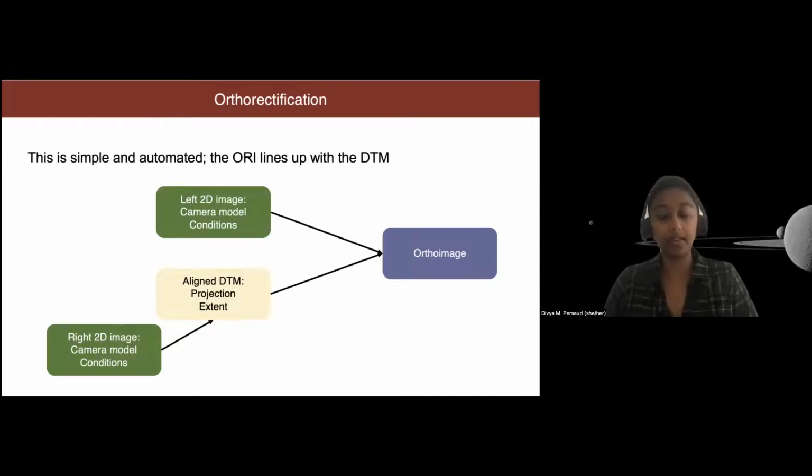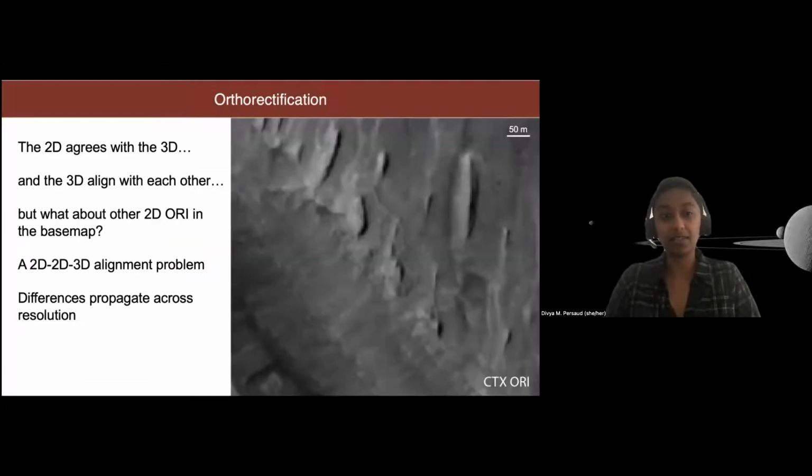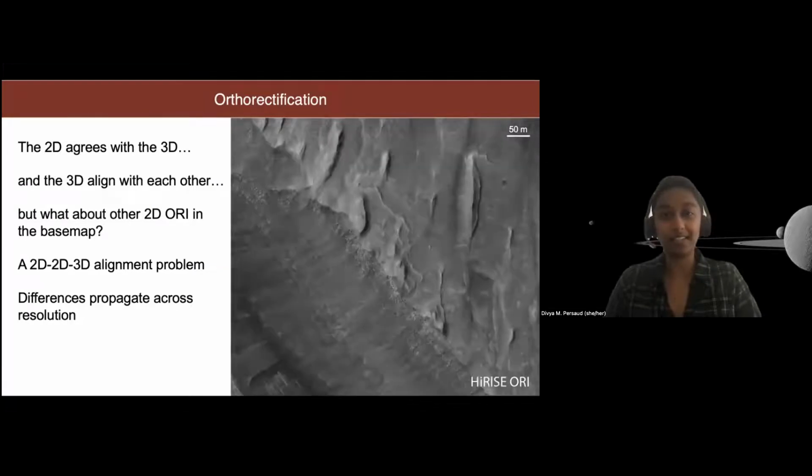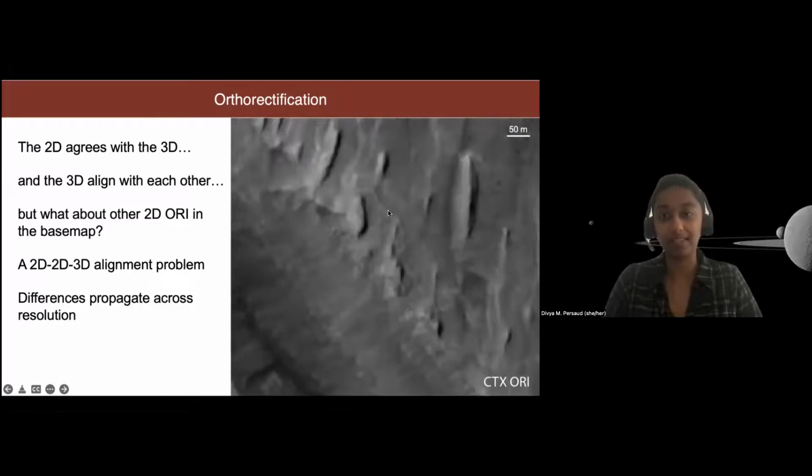It will line up, but that gets complicated. I'm just telling you, I won't show you, the 2D agrees with the 3D. And we know the 3D aligns with each other through these validation techniques. But when you compare the 2D from these two different cameras, I'm showing you HiRISE and CTX. CTX is 6 meters per pixel. HiRISE is 25 centimeters per pixel.